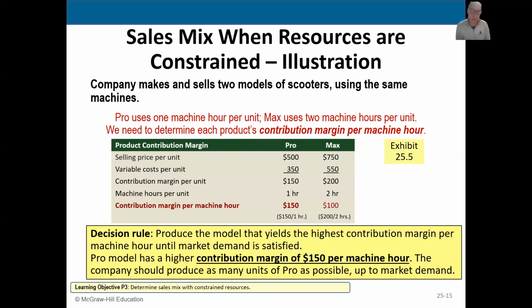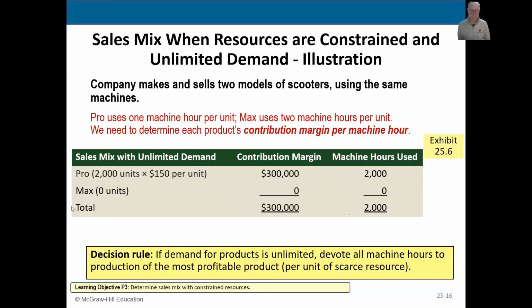Based off of the contribution margin per machine hour, it would make sense for me to focus my sales on the Pro unit rather than selling more of the Max. So, of course, I'll adjust my focus to produce more Pros because that's what yields me higher contribution margin.